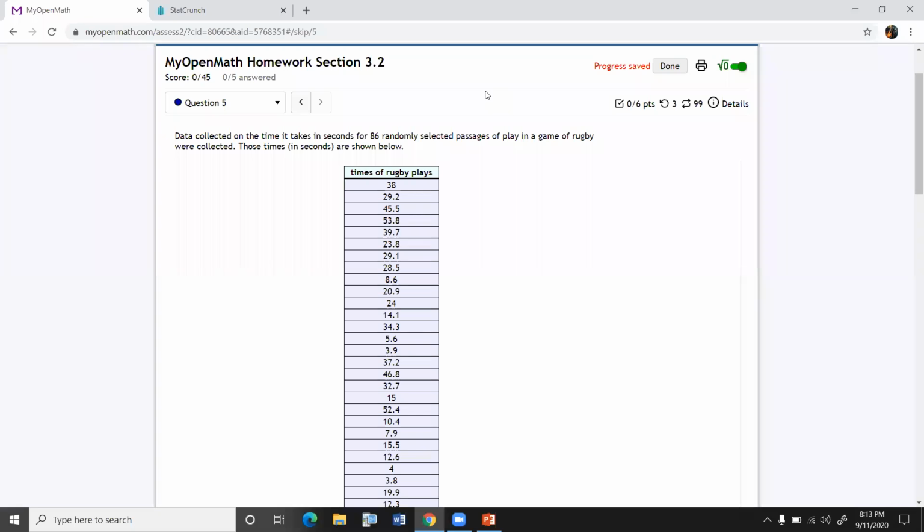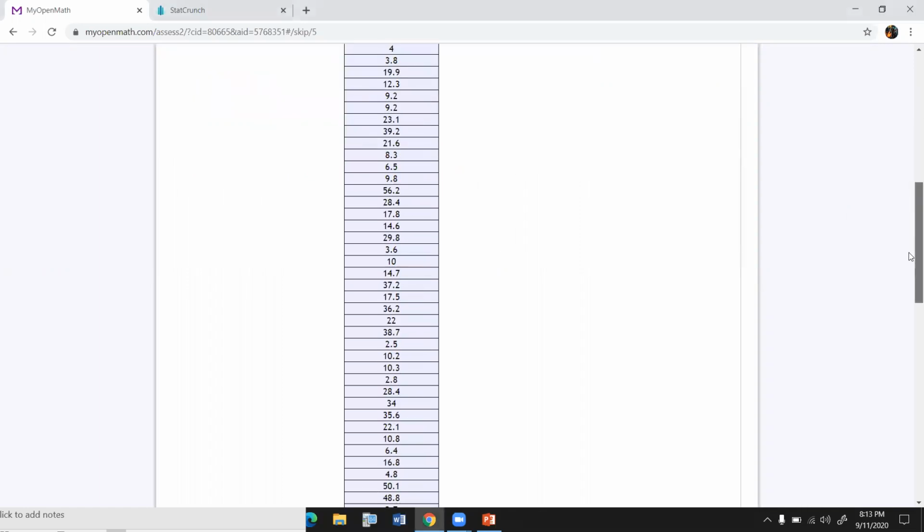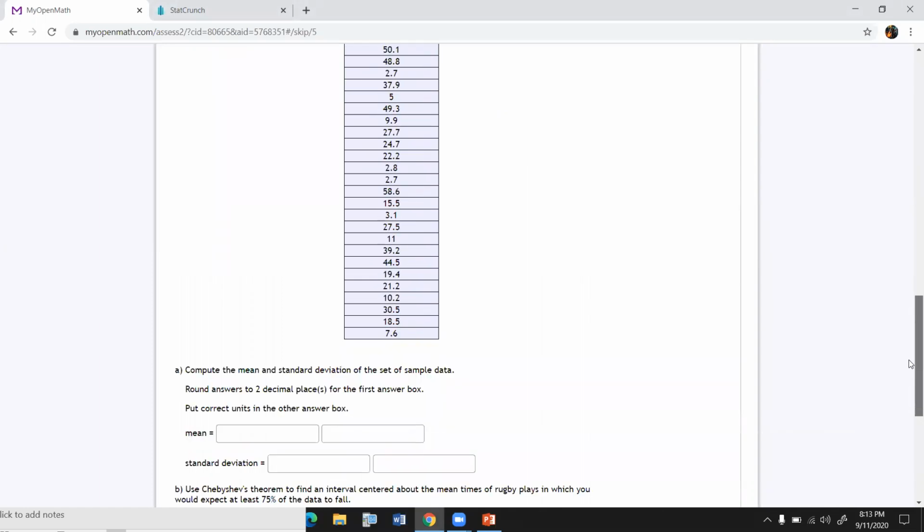Read the information, make sure we understand it. Data collected on the time it takes in seconds of 86 randomly selected passages of play in a game of rugby were collected. So in this table, you have time of rugby plays, and there are 86 such times. Those times in seconds are shown below. A lot of data, right?